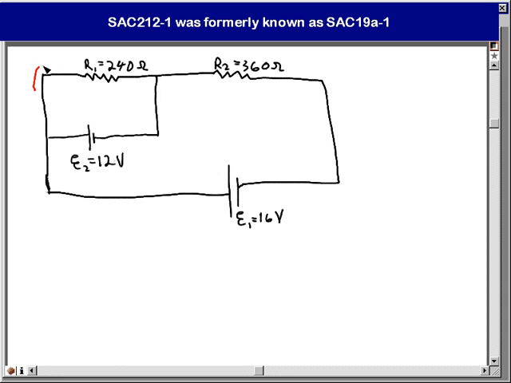I think I'll call this one I1. And it splits up here. I'll call that I2. And conceivably we'll have an I3 here.